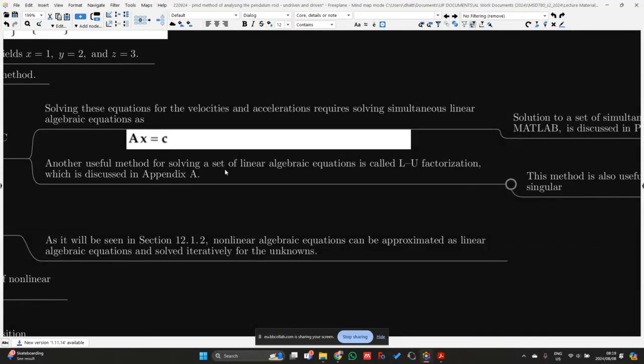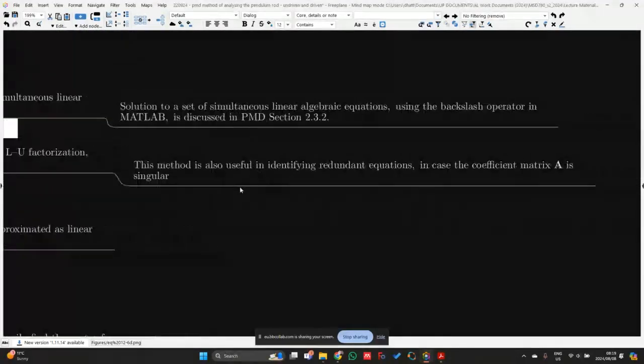Another useful method for solving a set of linear algebraic equations is called LU factorization. There, you basically break up your matrix into a lower and an upper matrix, and then solve it in that way. It's some sort of a factorization of your matrix, and this is expressed in Appendix A of the PMD textbook. This method is also useful in identifying any redundant equations, in case the coefficient matrix A is singular.